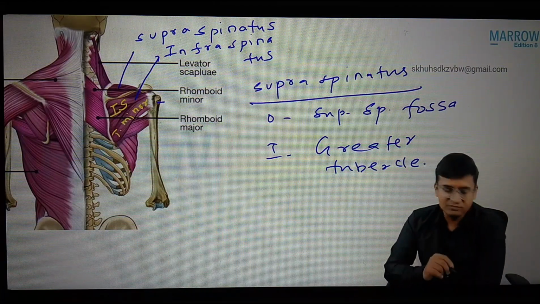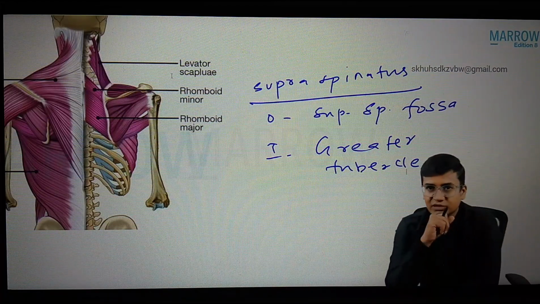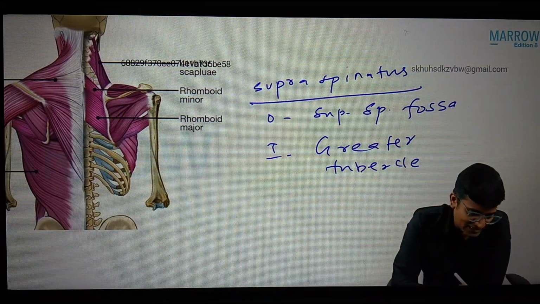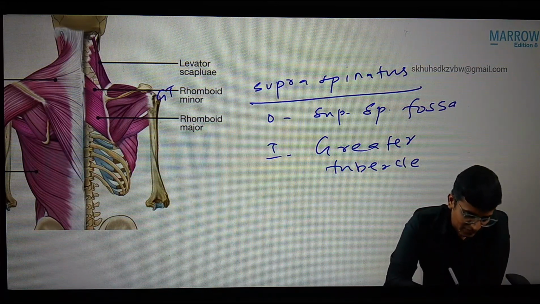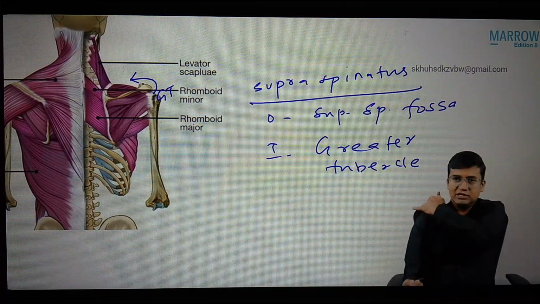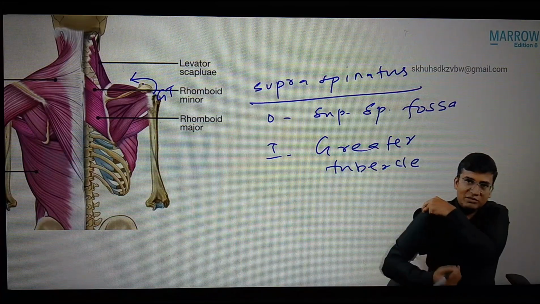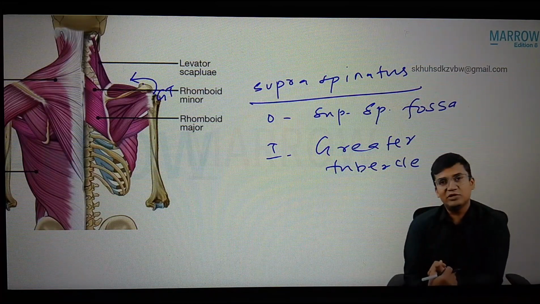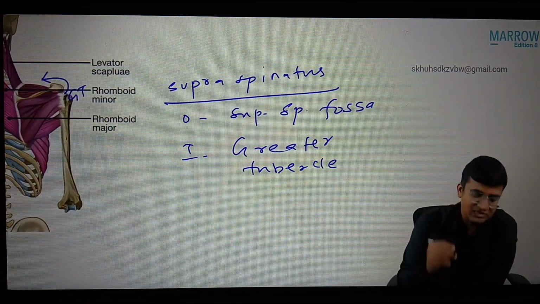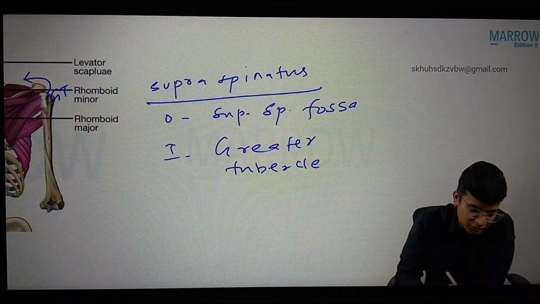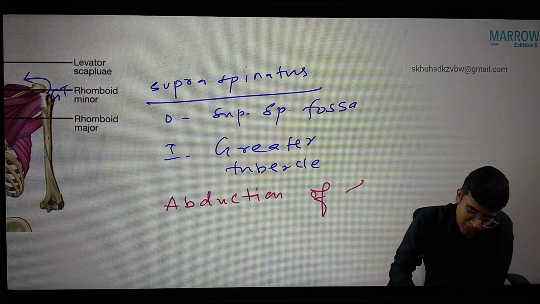Now what about the action? The action of the supraspinatus muscle is very important. Continuously for 3 years in the FMG exam, we got this question. This is our insertion, the greater tubercle. The tubercle is moving towards the origin point like this, so the tubercle is moving away from the body. That means the humerus bone is moving away from the body, away from the midline. So what is the action? The supraspinatus muscle does abduction of the shoulder joint.